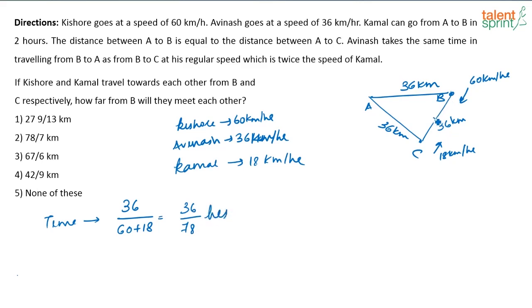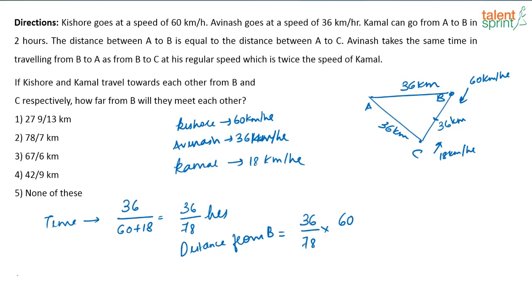Now what will be that distance from B? See, from B means at what distance they will meet. So Kishore would have travelled from B with a speed of 60 kilometers per hour, and in 36 by 78 hours with this speed, 60 kilometers per hour. What is the distance that he would have travelled? So the distance from B, what we are looking for, is nothing but 36 by 78 into 60.